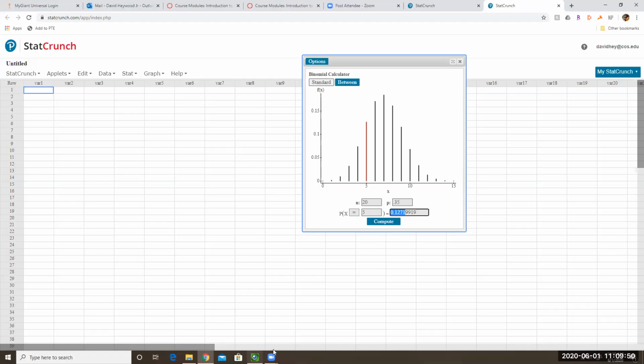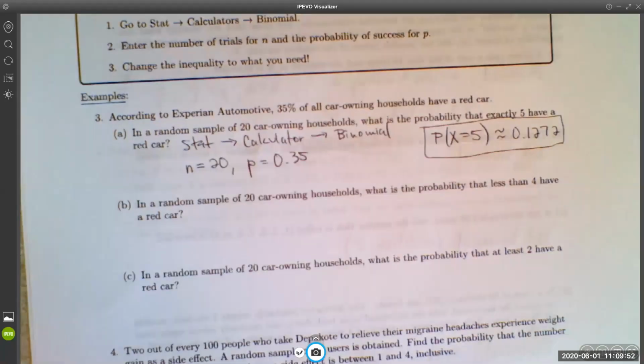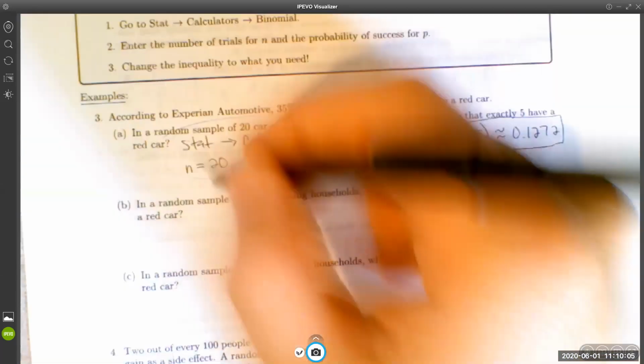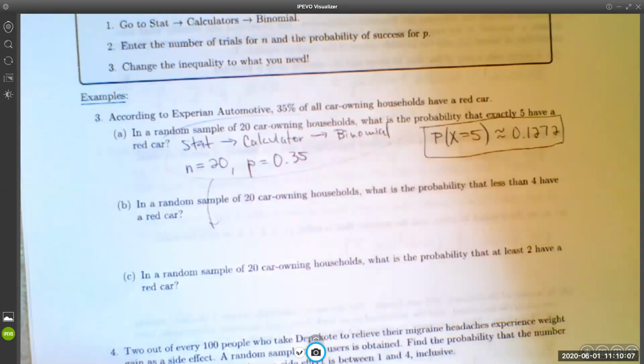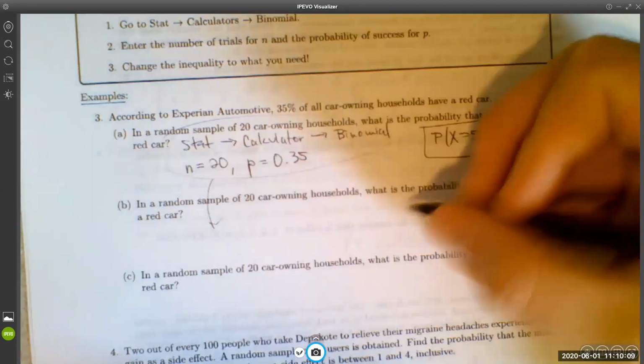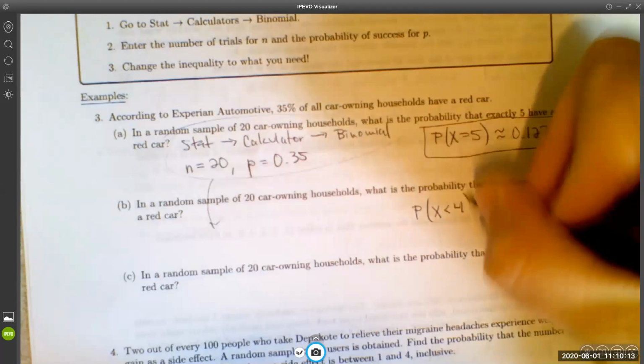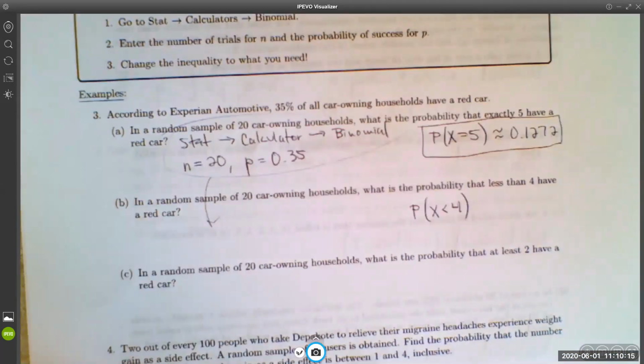0.1272. Yeah, that's right. Okay, so that's that one. Part B says, in a random sample of 20 car-owning households, what is the probability that less than 4 have a red car? So we're going to do the same thing, right? Stat, Calculators, Binomial, n equals 20, p equals 0.35. But this time, we're looking for the probability that x is less than 4.